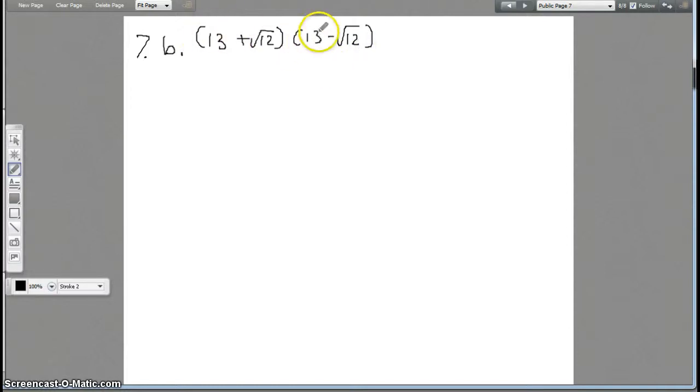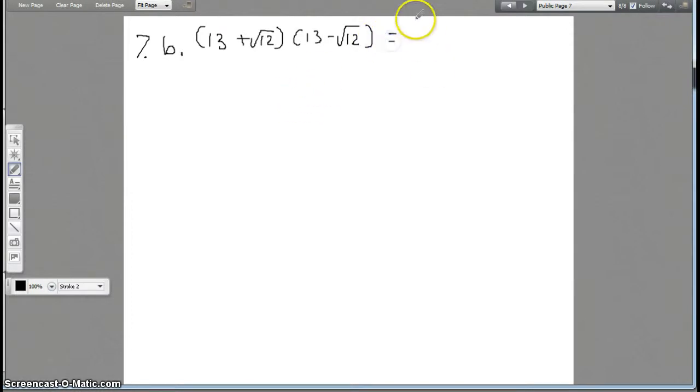Notice we have the same two terms in each. We have a 13 at the beginning and we have a root 12 at the end. We're adding in the first parentheses. We're subtracting in the second parentheses. That's the pattern for a difference of two squares.